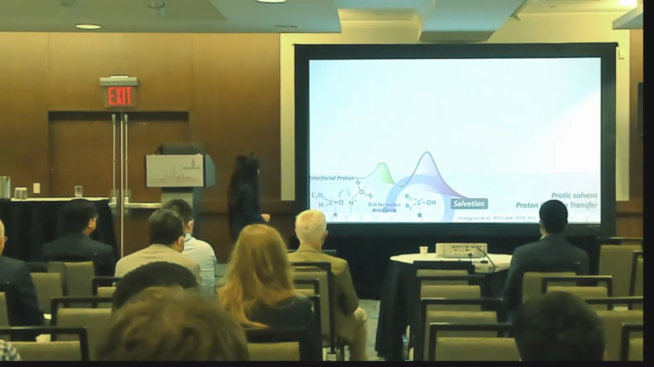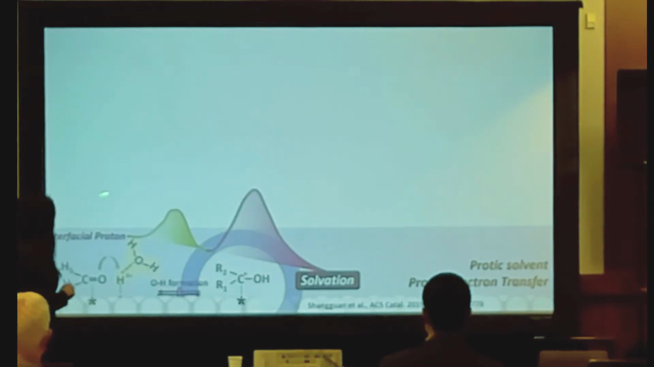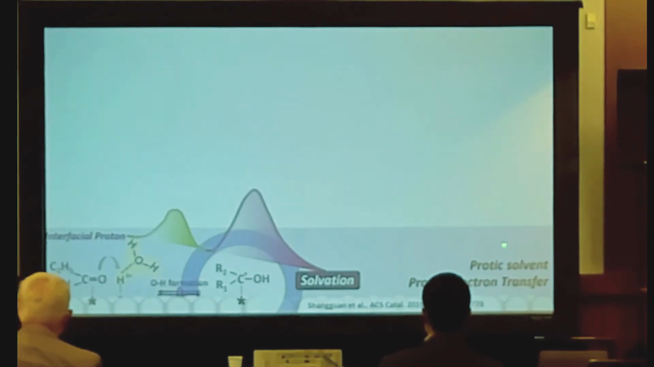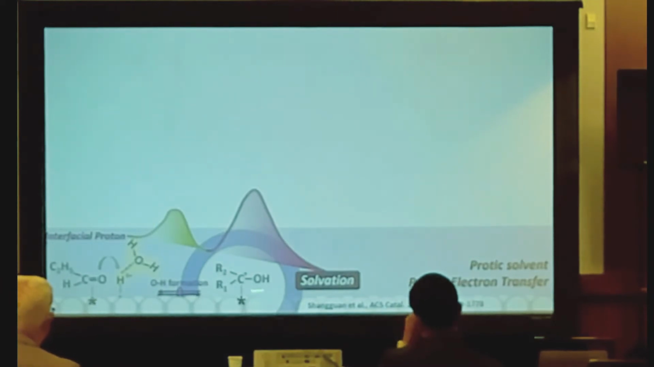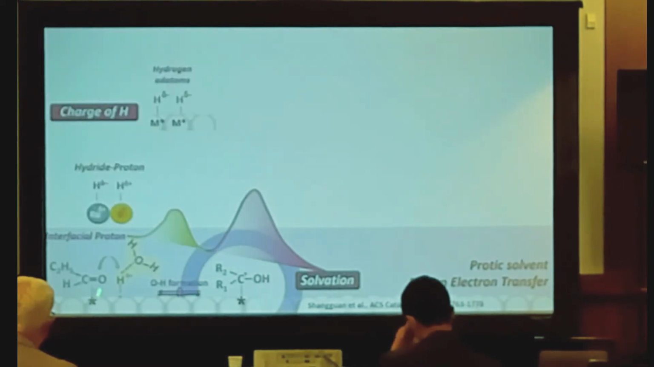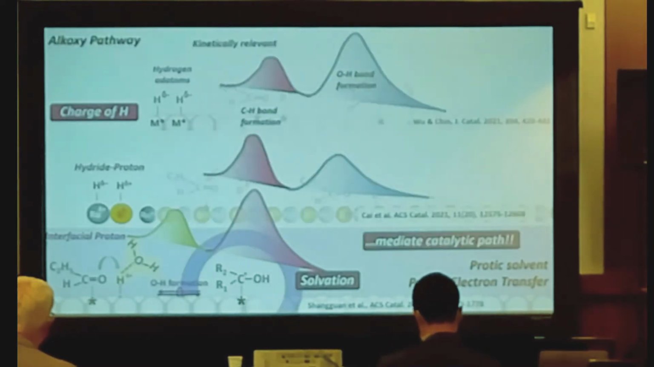To summarize this part, as the interfacial proton is formed in the presence of the protic solvent at the water and ruthenium interface, the free energy landscape looks like this. Proton transfer is fast and quasi-equilibrated. The second part is the rate-limiting step. And go here, the hydride proton or hydrogen atom on the ruthenium surfaces.